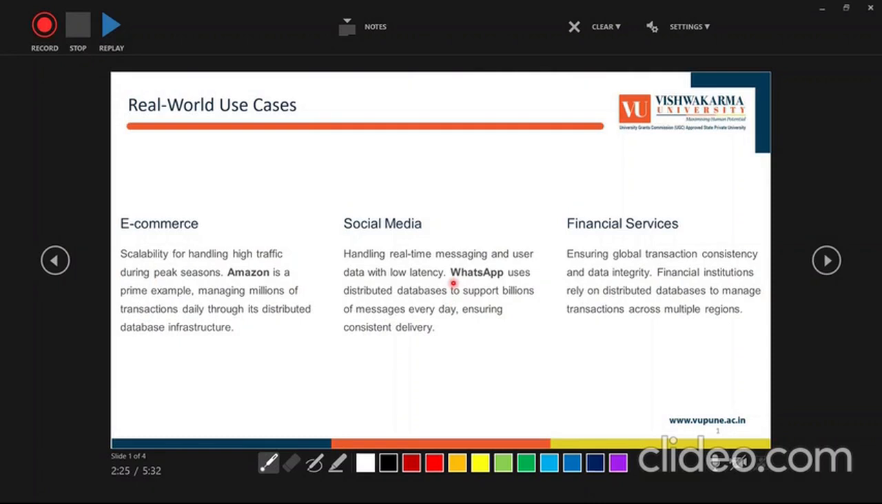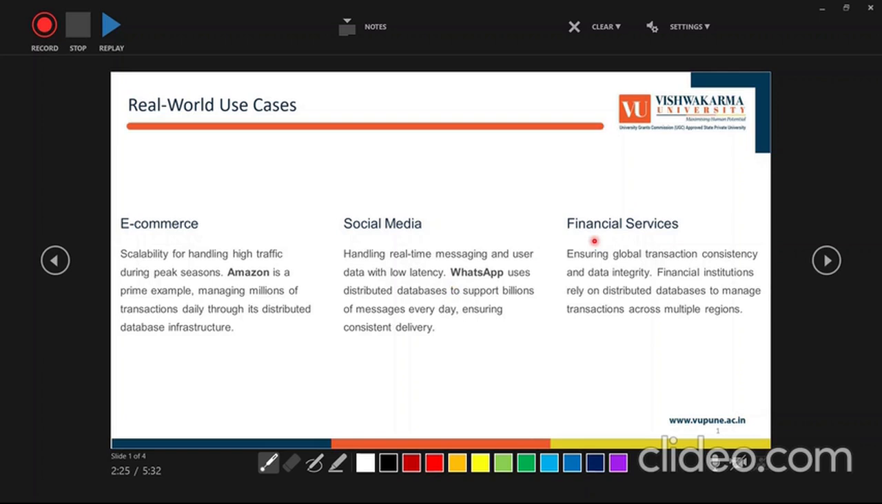After that, there are financial services. In financial services, we ensure global transaction consistency and data integrity. Financial institutions rely on distributed databases to manage transactions across multiple regions. We can see this in apps like PhonePe and YONO, where we have deposits and withdrawals, and sometimes we store our money in savings accounts or current accounts. There are a lot of financial services, and they have a huge amount of data.